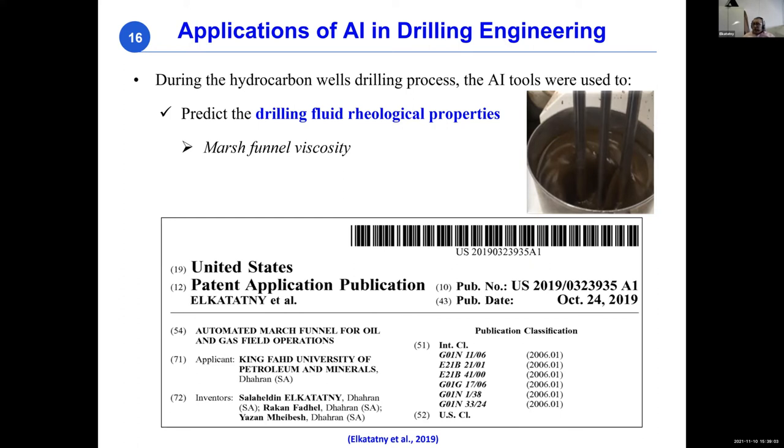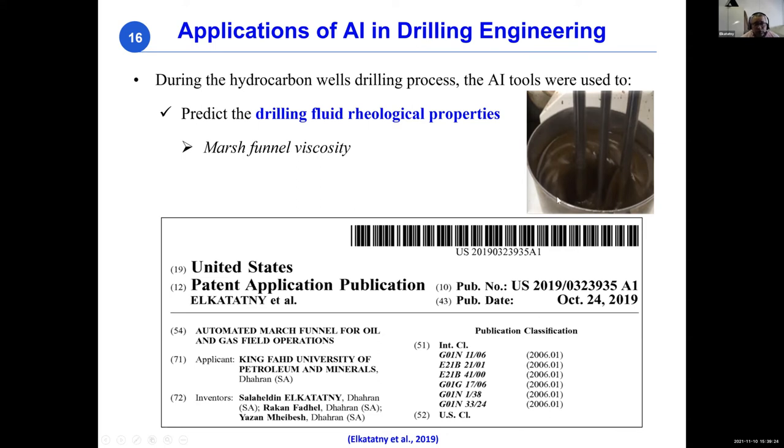In difficult situations, rheological properties are measured every 6 hours, 4 times a day, which means that at least we have 6 hours without information about what is going on with the drilling fluid. So we thought about this, and we have one patent about the automated marsh funnel.